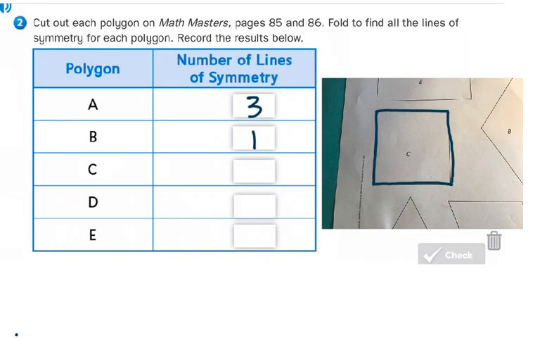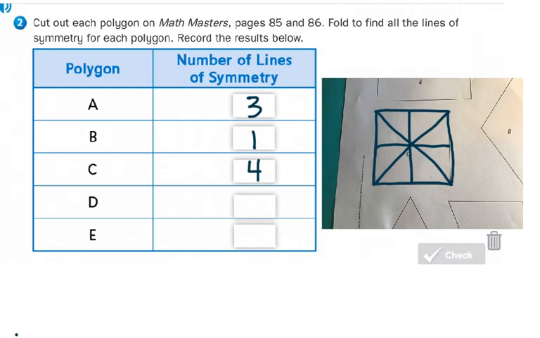So on C, I could fold it here, fold it here, fold it diagonally. It actually has 4 lines of symmetry. So along those folds, will you please take a pencil and mark the line? Otherwise, when you take the video, I won't see your folds. Those will be pretty much invisible when you take a photo of it.